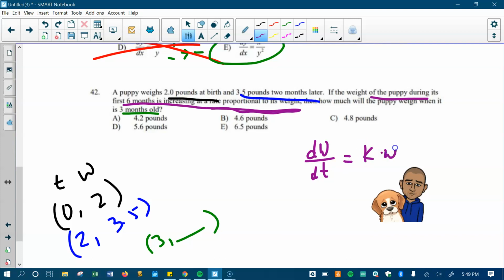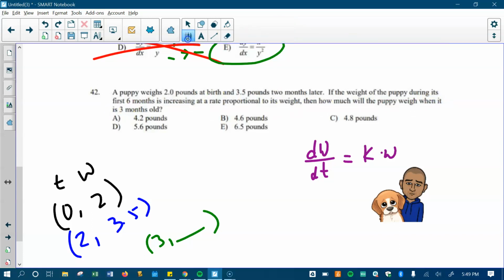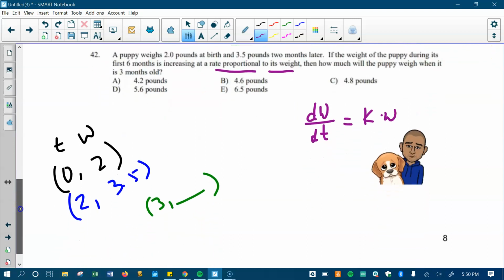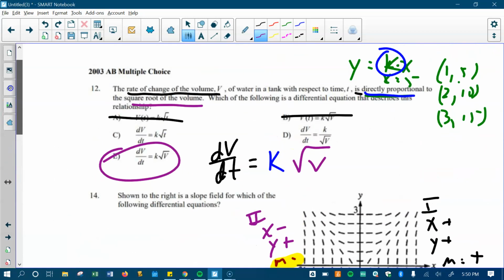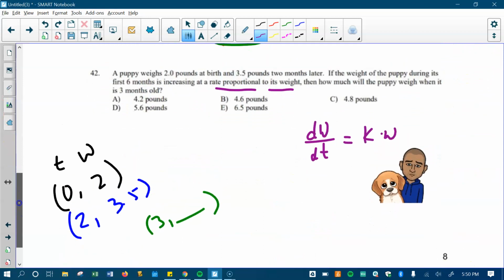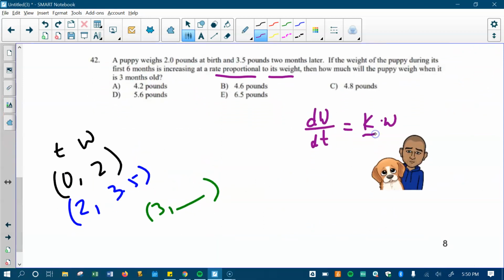times W. How did I know that? Well, it's telling me that the weight is increasing at a rate proportional to its weight. Proportional to its weight means, did I do proportionality up here? Yes, I did. A rate proportional to its weight means, again, put that k in front of the weight. And it's a rate, which means I need dW/dt. So that's how I knew that this was the equation.